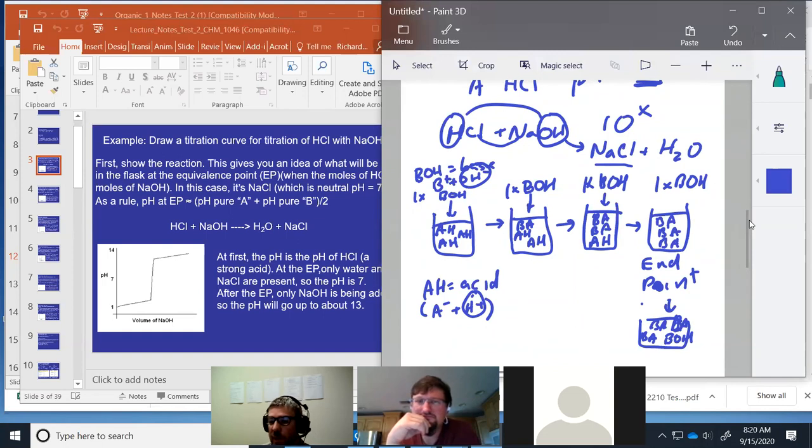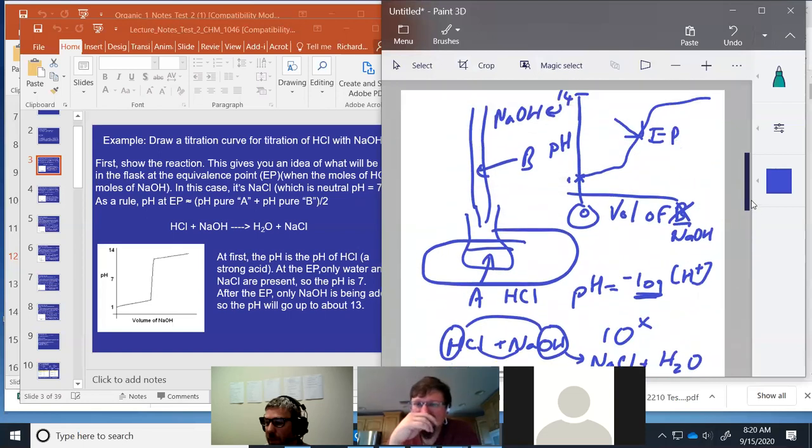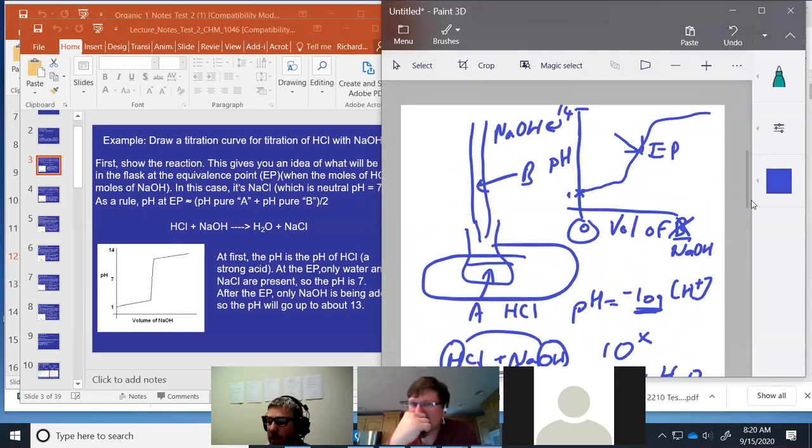We can actually always estimate the equivalence point very simply by looking at the starting pH and the ending pH and dividing by 2. So we're just looking at the average here between 14 and 1. Well, sometimes I make that 13 just to make the math work out a little bit better.